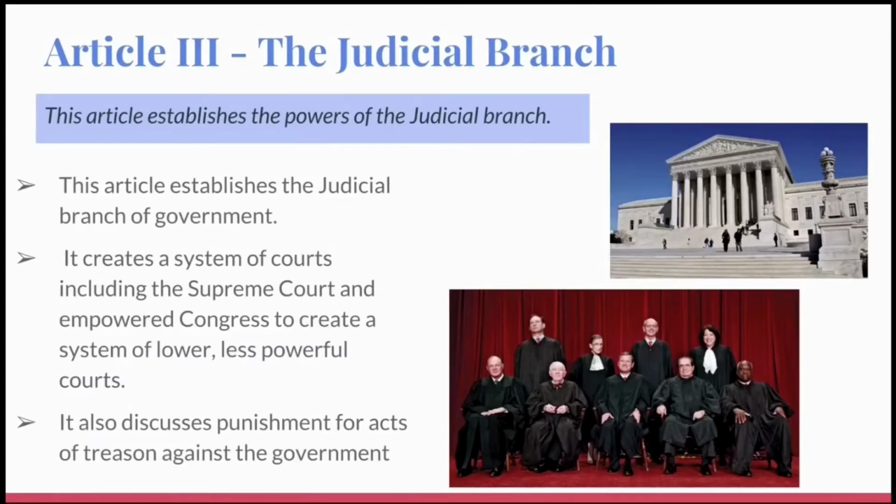Article 3 is all about the judicial branch. It creates a system of courts, including the Supreme Court, and it empowers Congress to also create lower, less powerful courts. It also discusses punishment for acts of treason against the government.